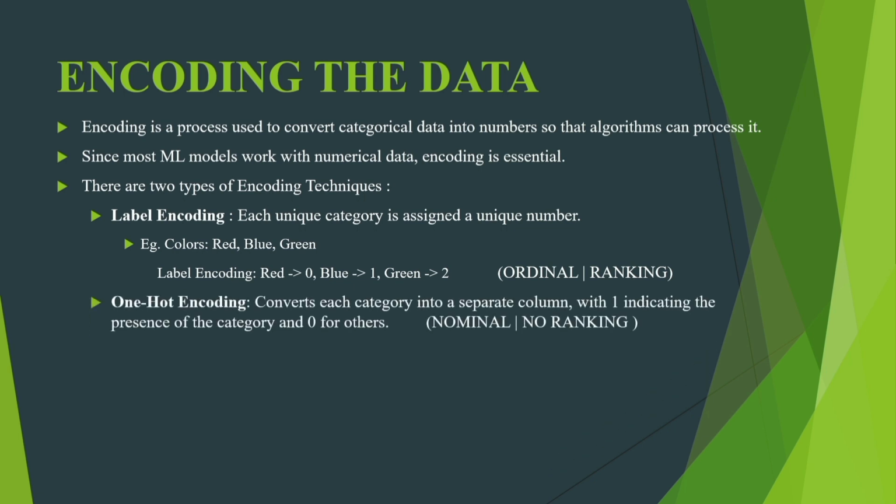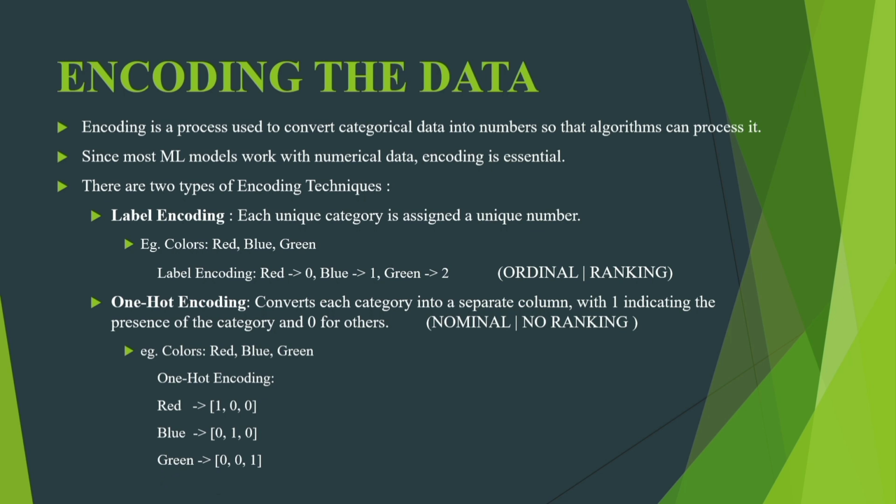The other type of encoding is one-hot encoding. In this, we convert each category of our feature into a different column, with 1 indicating the presence of the category and 0 for absence. For example, we have our attribute color in which we have three categories, that is red, blue and green. In one-hot encoding, new columns will be created for each color as it is shown. 100 will depict red color, 010 will depict blue color, and 001 will depict green color. One-hot encoding is used for nominal data which has no rankings.